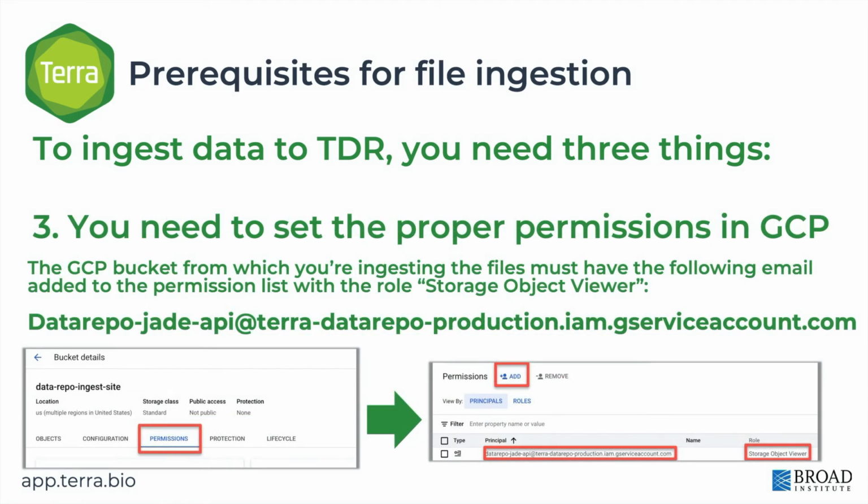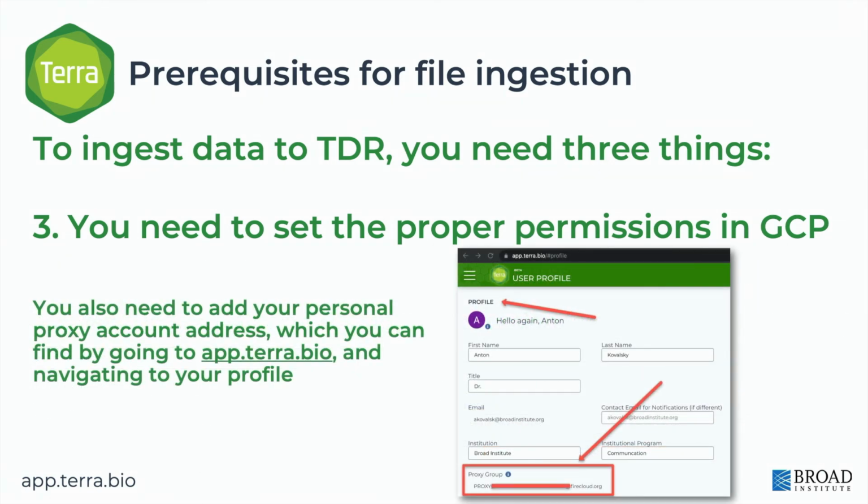And finally, you'll need to set the proper permissions for the Google bucket from which you'll be ingesting data. To do this, you need to add 2 email accounts to the permission list for that bucket with the role Storage Object Viewer. The first email is the Data Repo Service Account email, shown here, and the second email account is your personal proxy group account, which you can find under your profile in the Terra user interface. Once you've added both of these to the permission list for that Google bucket as storage object viewers, you'll be able to ingest files from that bucket.